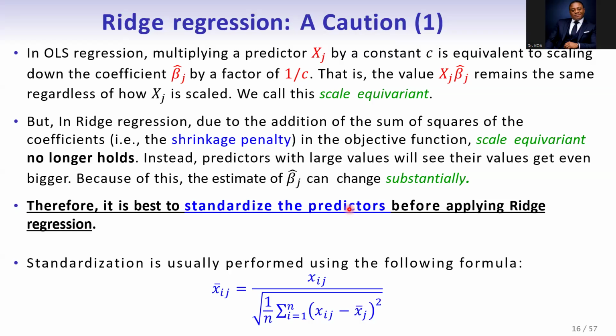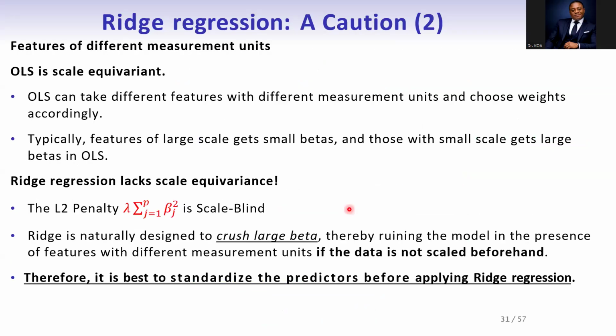I didn't say the dependent variable. I said the independent. They are the ones going to fight with each other. They are standardized. And when all the independent variables are standardized, guys, something is going to happen. Now you can go ahead and use ridge regression. That's it. You can use ridge regression. So we said that OLS is scale equivariant. The features of the large scale get small betas. That's OLS.